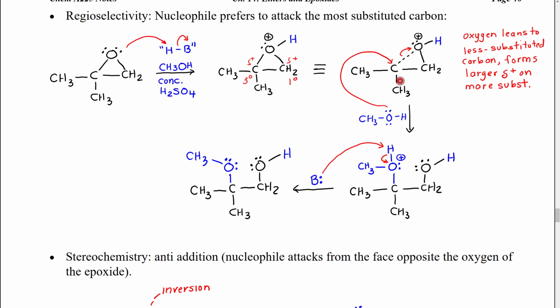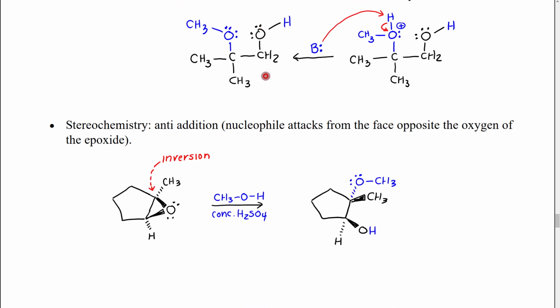Because this has the larger partial positive charge, the nucleophile would prefer to react with the more substituted carbon, opening the ring. And then again, because we're using a neutral nucleophile, it becomes positively charged. We deprotonate it, and we get this product. The significance of this product is that if we look, the ether OCH3 alkoxy group is on the more substituted carbon, and the hydroxyl group is on the less substituted carbon.